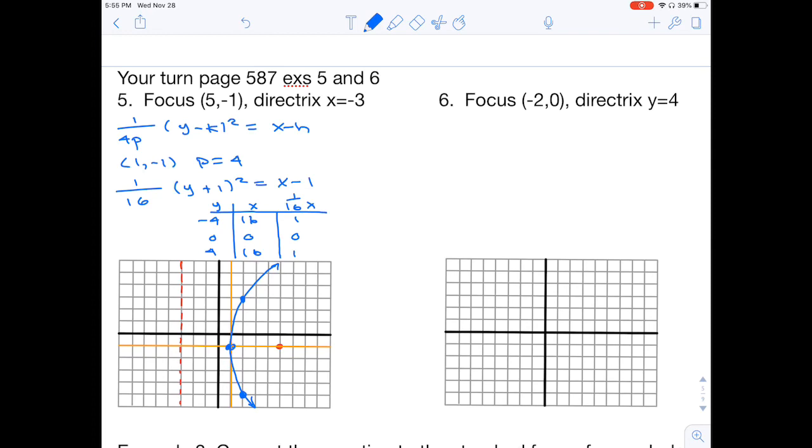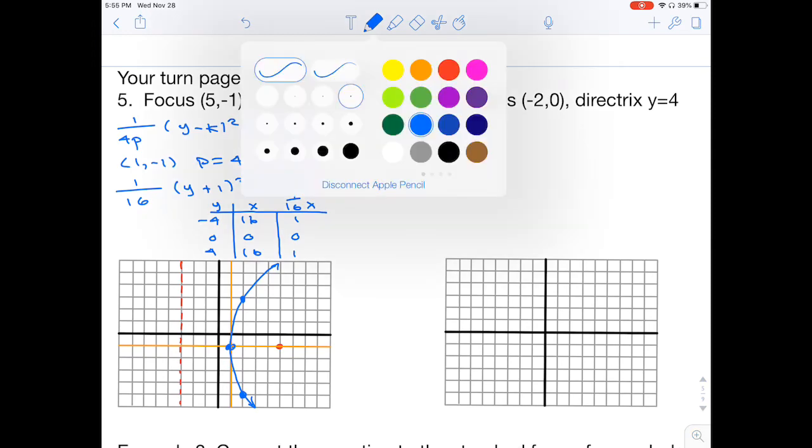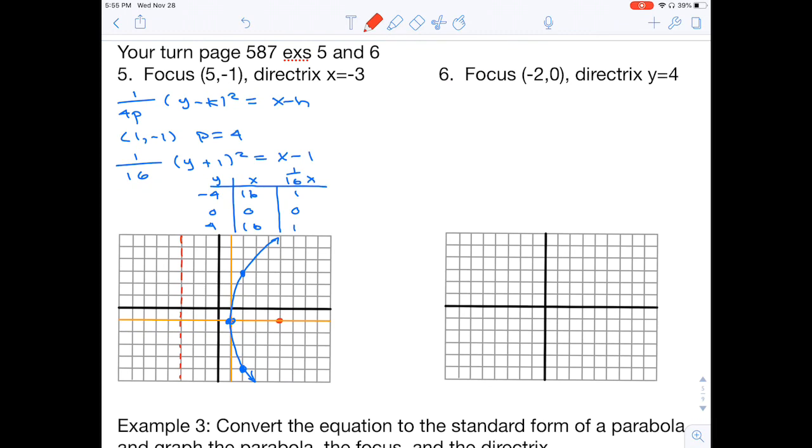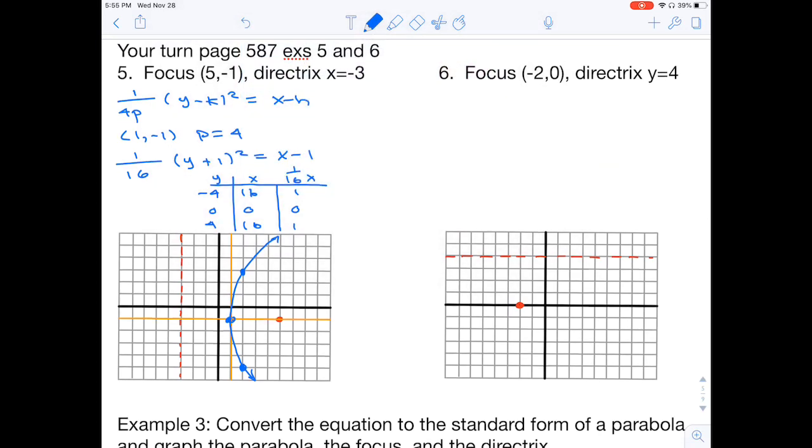Okay, for number 6, let's see what we've got. So plotting my normal stuff, I have (-2, 0). (-2, 0) is right here. That's my focus. And then my directrix is the horizontal line y equals 4. 1, 2, 3, 4. So it is right here. My vertex is right in the middle between those two. So hopefully you agree that it looks like this. So again, my parabola is going to have to look like this. It's going to have to open down.